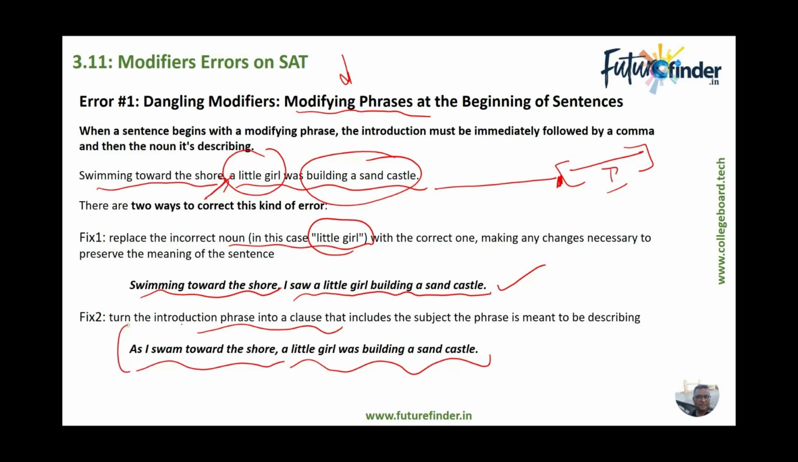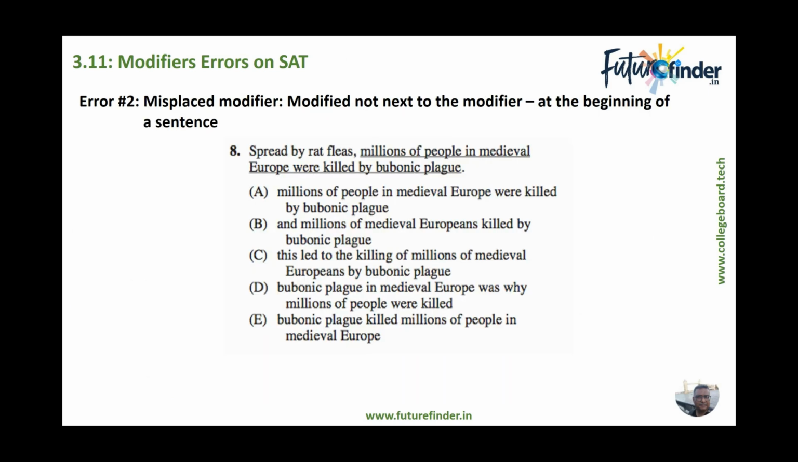So as I swam to the shore, right? So this becomes a dependent clause because obviously it starts with a preposition. As I swam towards the shore, a little girl was building a sand castle. So two fixes, fix 1 and fix 2. And in both cases, the dangling modifier has to be handled by introducing a subject, which in this case is I.